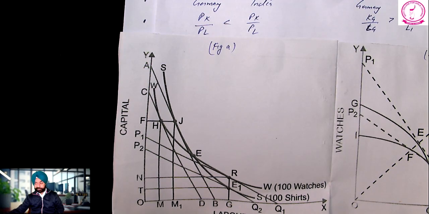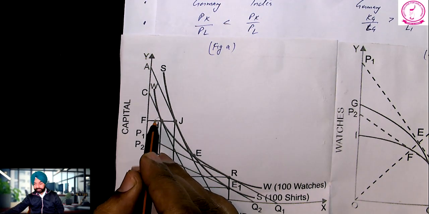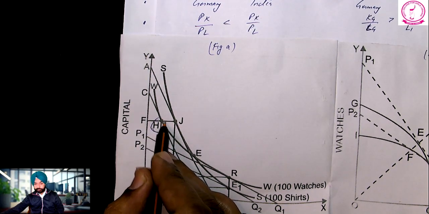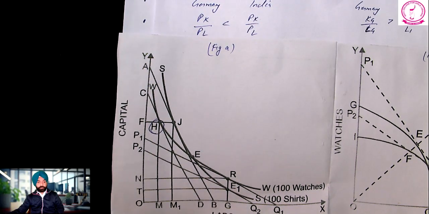Understand, at this point H, Germany will be happier to produce goods, because they are employing less labor, OM labor, and OF capital. But at point J, more labor has been employed, so they will not be producing shirts. Similar is the case with India.